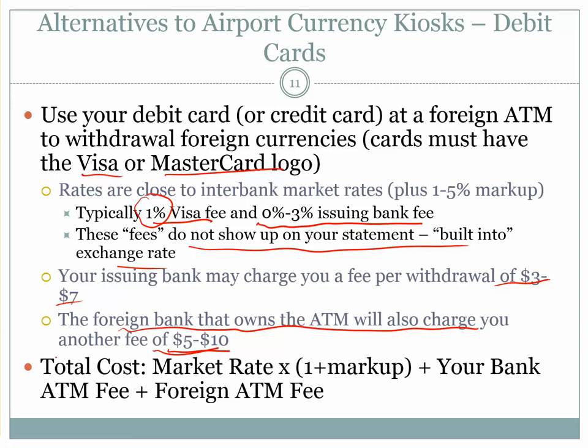So the total cost of using a debit card overseas is you generally get a good exchange rate. We'll call it the market rate. That's the fair price for buyers and sellers in the kind of wholesale market of exchange rates. If you Google an exchange rate, that's the rate we're talking about. It's the rate at which banks buy foreign exchange. Then that exchange rate is going to be marked up by this, say, 1 to 5%.